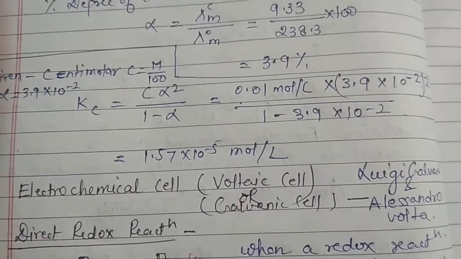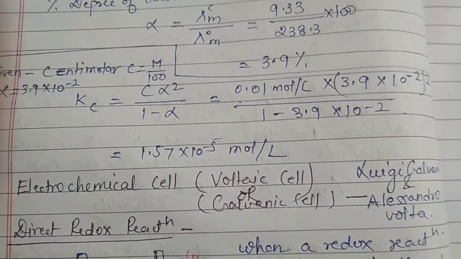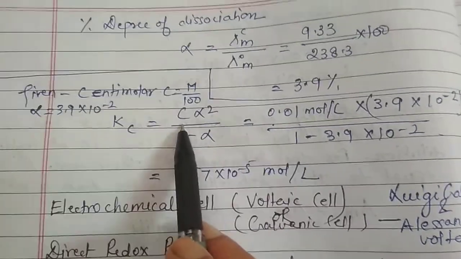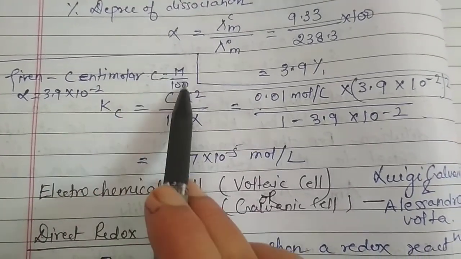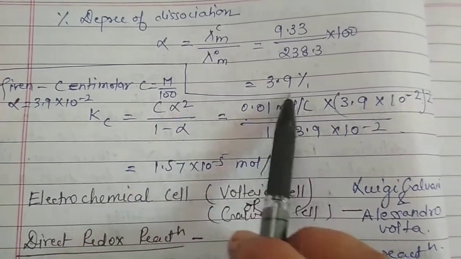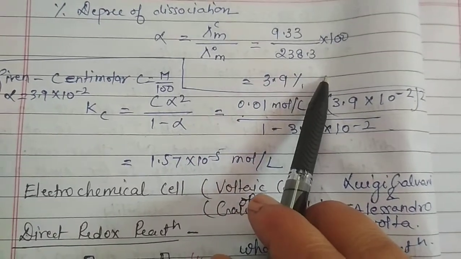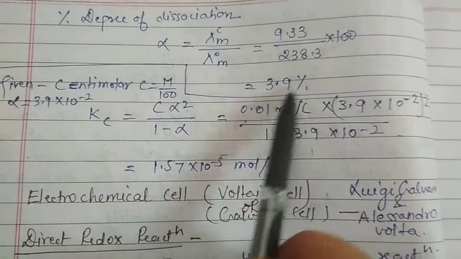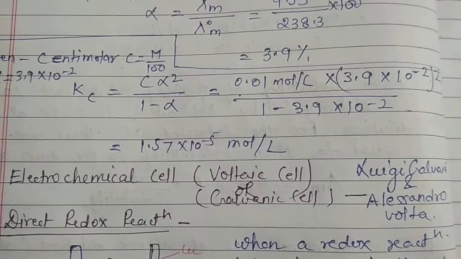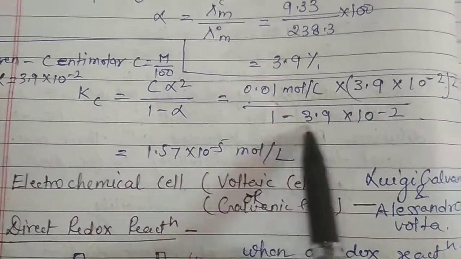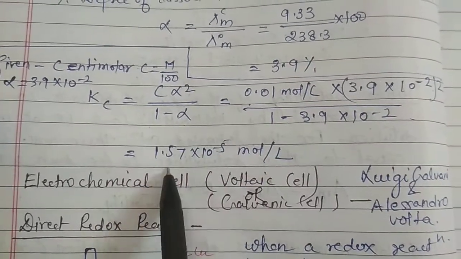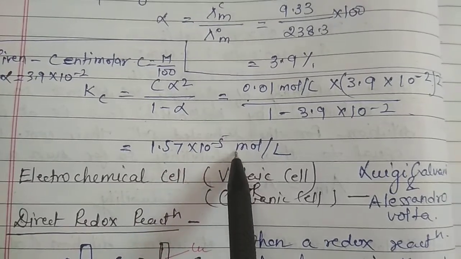Now what we have to calculate? We have to calculate the value of dissociation constant. We know that dissociation constant is equal to C alpha square upon 1 minus alpha. The concentration is given to us as centimolar, means M by 100, means 0.01 mole per liter. The value of alpha, as I have told you, is 3.9 into 10 raised to the power minus 2. The percentage of alpha is 3.9%. So it would be 3.9 into 10 raised to the power minus 2 whole square upon 1 minus alpha, means 1 minus 3.9 into 10 raised to the power minus 2. After calculation, we would be getting the answer as 1.57 into 10 raised to the power minus 5 mole per liter.